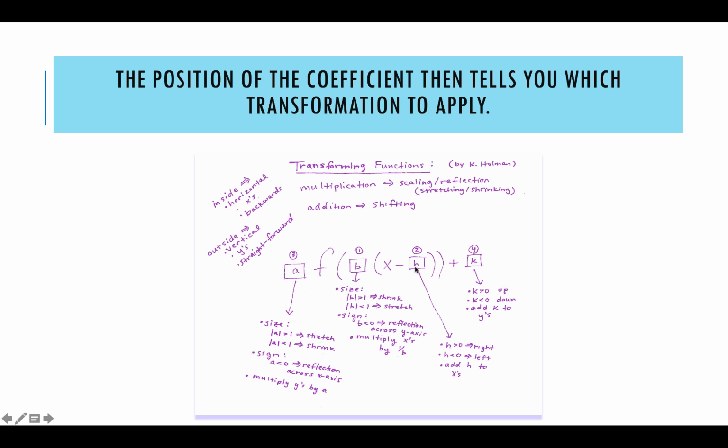For h, h has the opposite sign from what's inside there. I pull the h away from the minus sign. Once I've done that, positive means right, negative means left, and I add that to the x values of the points. And for k, it's outside, so it's going to be vertical, and it's addition, so it's going to be shifting. So positive means up, negative means down, and I'm adding that number to the y value.